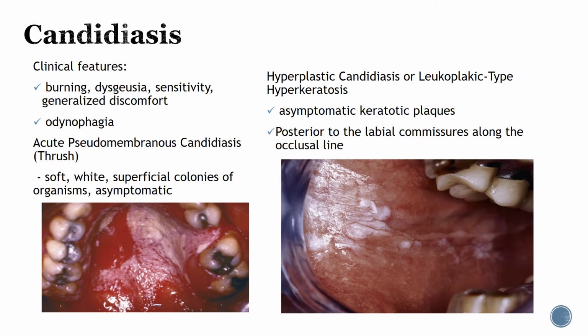Hyperplastic candidiasis, or leukoplakic type hyperkeratosis, appears as asymptomatic keratotic plaques, often placed posterior to the labial commissures along the occlusal line. A triangular pattern of hyperkeratosis is noted with the apex directed posteriorly. Less commonly, similar lesions may be present on the cheeks, palate, and lateral tongue surfaces. Because idiopathic leukoplakia may become secondarily colonized by candidal organisms, confusion may arise, which often demands a tissue biopsy to confirm the nature of the clinical lesion.